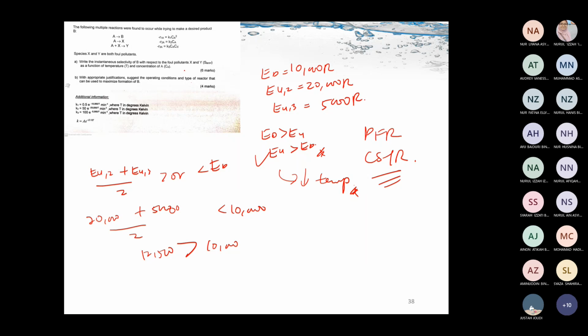It should be PFR, okay? Sebab kita tak nak ada inert. Alright, tak nak diluent. So kalau nak diluent sesuai pakai CSTR. Kalau tak nak diluent, it's good to use PFR. Okay, good answer. Okay, so that would be the answer. Okay, so for question number, the rest of that you boleh try buat.